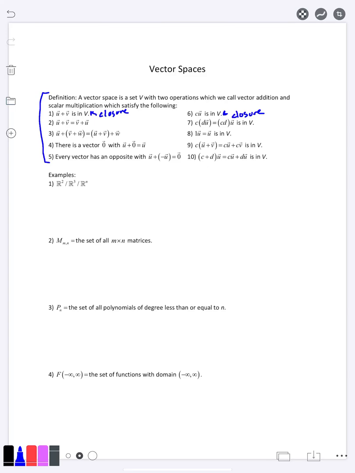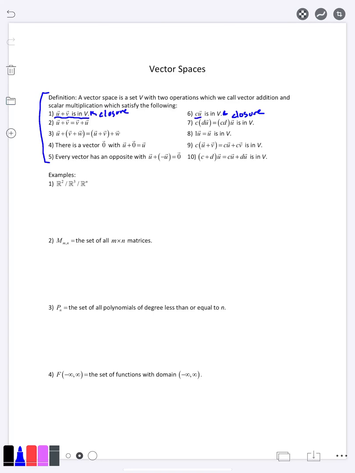So this closure on the left side is that when you're adding vectors, the answer you get is still the same type of thing you started with. You're still in your set V. On the other hand, the right side, number 6 there, is saying that if you do a scalar multiplication, the answer you get is still similar to what you started with, still in the V set.